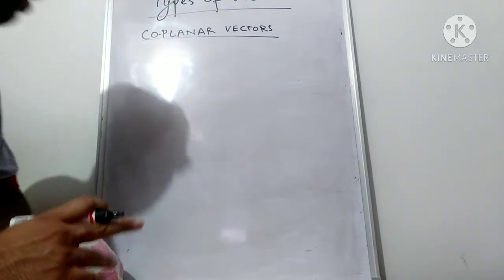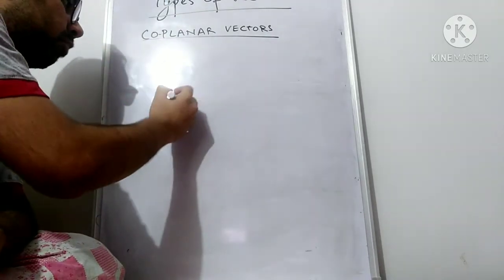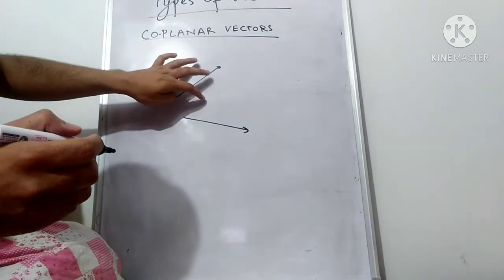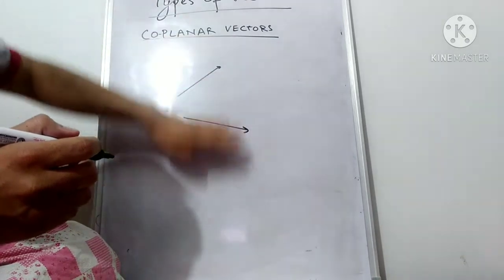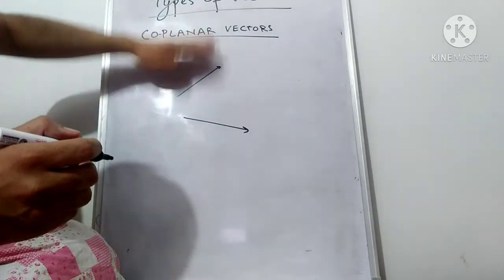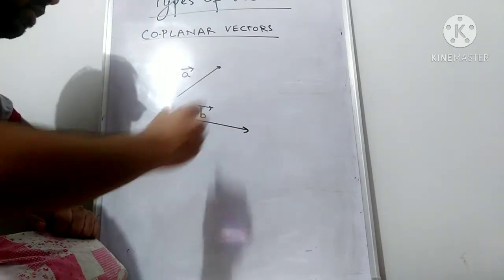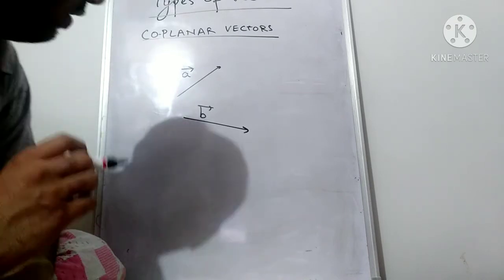So suppose two vectors are having the same plane. This vector and this vector, they are both lying in the plane of the board, right? So in that case, if this is a vector A and this is a vector B, then I will state these two vectors as coplanar vectors.